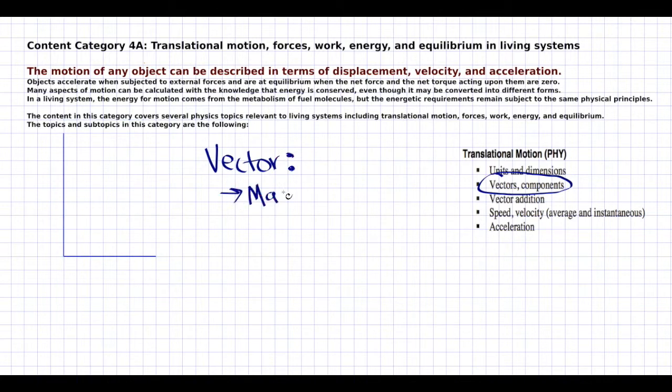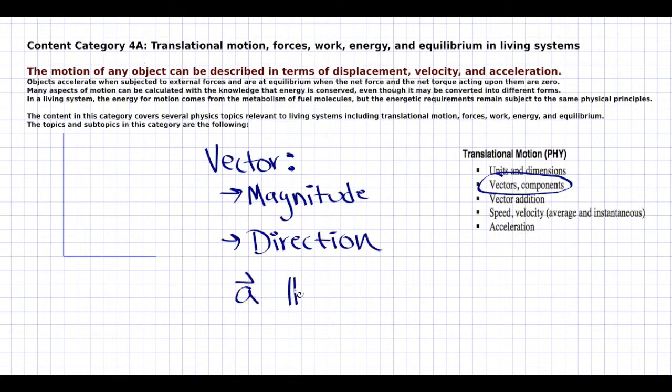Let's start with a quick definition of a vector. A vector is any kind of measure that has a magnitude and a direction. The magnitude describes how much, and the direction describes where it is going. If we talk about notation real quick, we have the A with the arrow. That is our vector notation, meaning that it has a direction. If we put it between a pair of parallel lines, that means it's just the magnitude of the vector. It's not going to include the direction, just how much.